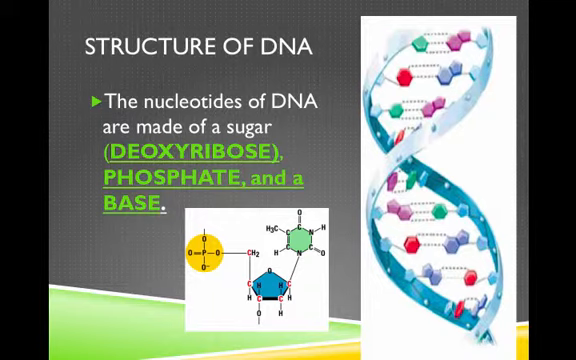The nucleotides of DNA are made up of the sugar deoxyribose, a phosphate, and a base. We know that all nucleotides are made up of a sugar, phosphate, and base, but this particular nucleotide has the sugar deoxyribose.